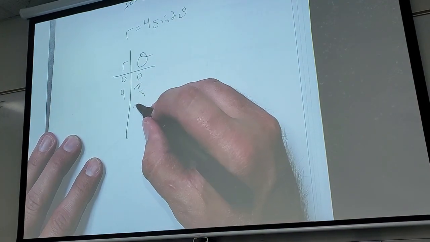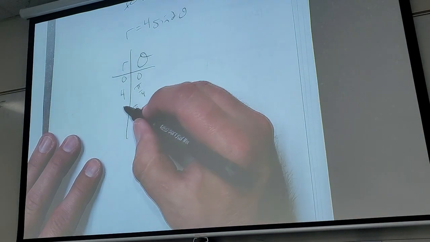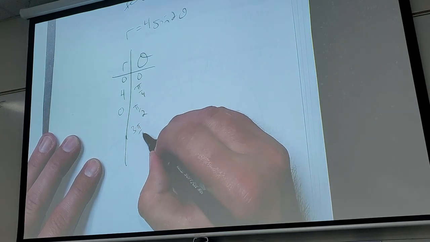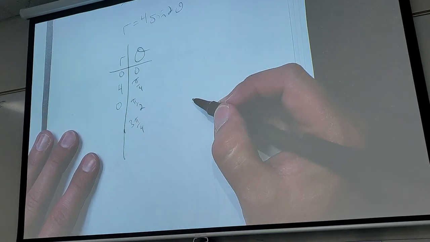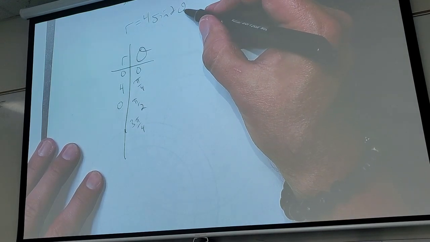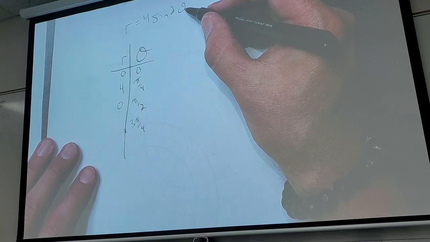Pi over 2, what happens there? 0. 0 again. Then if I do 3 pi over 4, then I get sine of 3 pi over 2, correct? What's sine of 3 pi over 2?